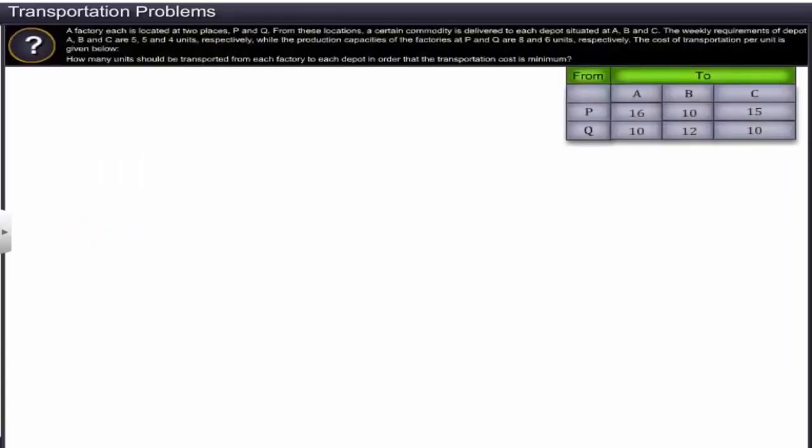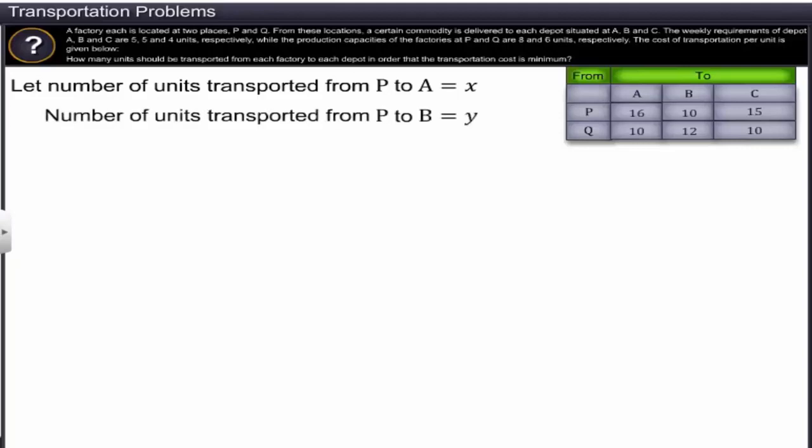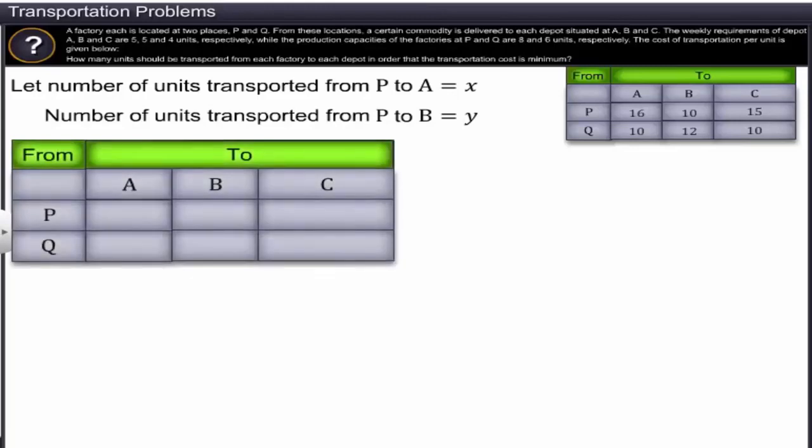Let us solve the problem now. Let X be the number of units transported from P to A, and Y be the number of units transported from P to B. Let us place the values in the table now. Now, X number of units are transported from P to A, and Y number of units are transported from P to B. Therefore, the number of units still left at P is 8 minus (X plus Y), which are to be transported to C.